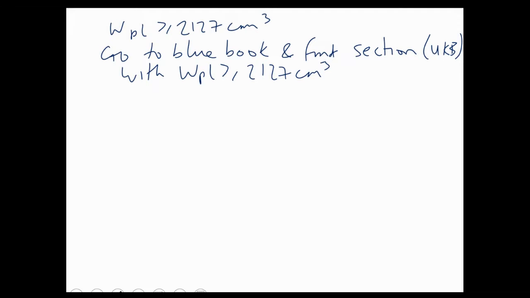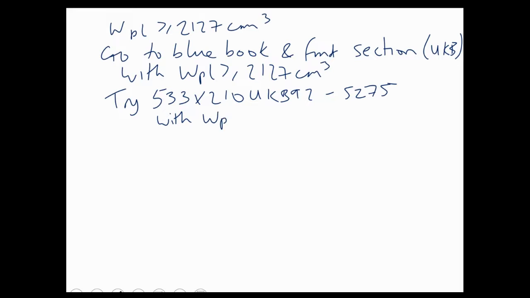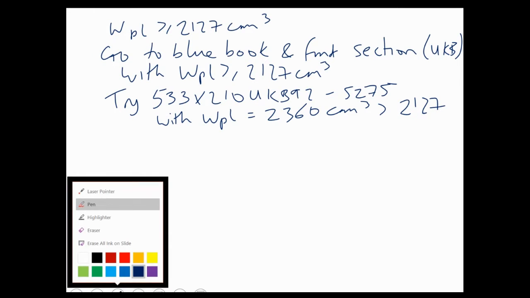I just can't switch over to get the blue book here, but if you open up the blue book in front of you, I'm going to try a 533 by 210 UKB 92, grade S275. The plastic modulus from the blue book is 2360 centimeters cubed, which is greater than 2.127. Okay, so that should be okay. So that's our trial section.